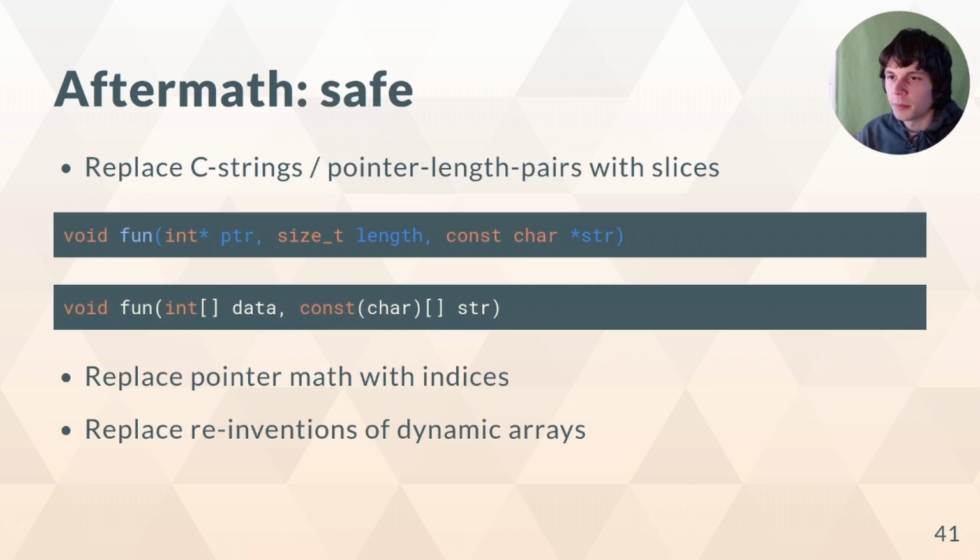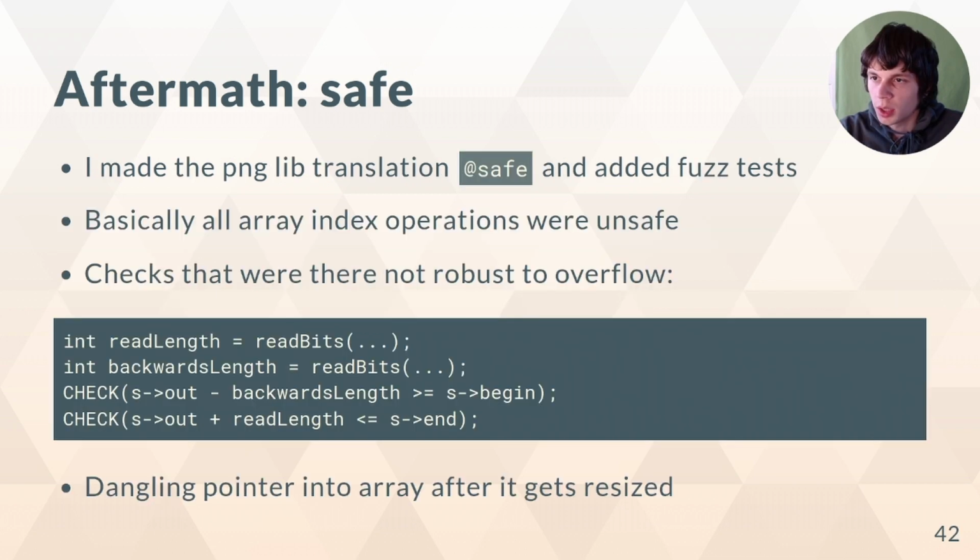For example, you need to replace C strings and pointer length pairs with slices. Also, unsafe pointer math should be replaced with indices into slices. And one thing I often see in C code is reinventions of dynamic arrays because C doesn't have it. So you have to replace those unsafe calls to malloc and realloc with something that's safe, like the GC or some container library. I made the PNG library translation safe and added fuzz tests, meaning I would give it a PNG with some randomly corrupted bits and see if some of the bounds checks would trip.